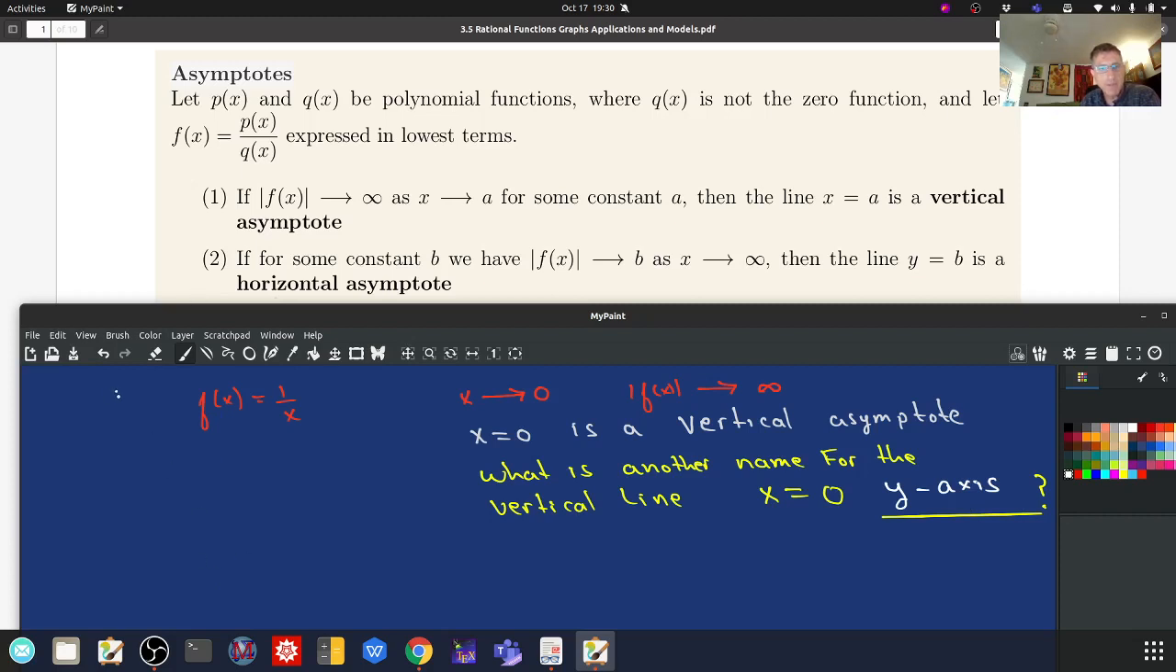Now, that was criteria one. Now let's do criteria two. Let's just look at it in general, and then we'll come back to our friend, the reciprocal function, and apply it to that function. If for some constant b, we have that the absolute value of f of x approaches b as x goes to infinity, then the horizontal line y is equal to b is a horizontal asymptote. So what did we discover? We discovered as x went to infinity that the absolute value of f of x went to 0. Hence, the line y is equal to 0 is a horizontal asymptote.